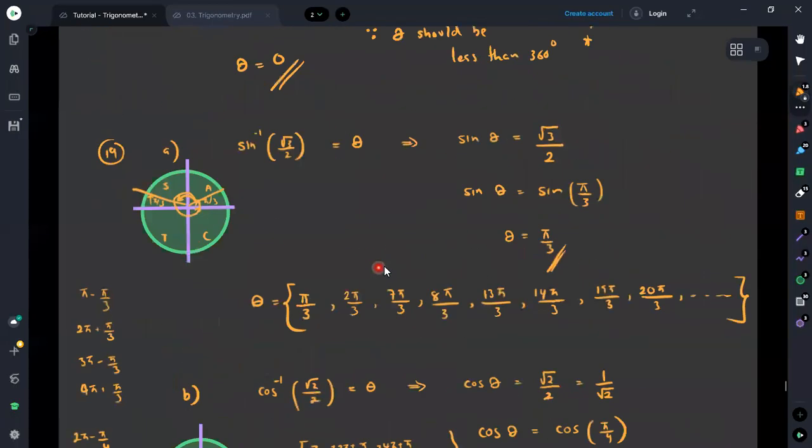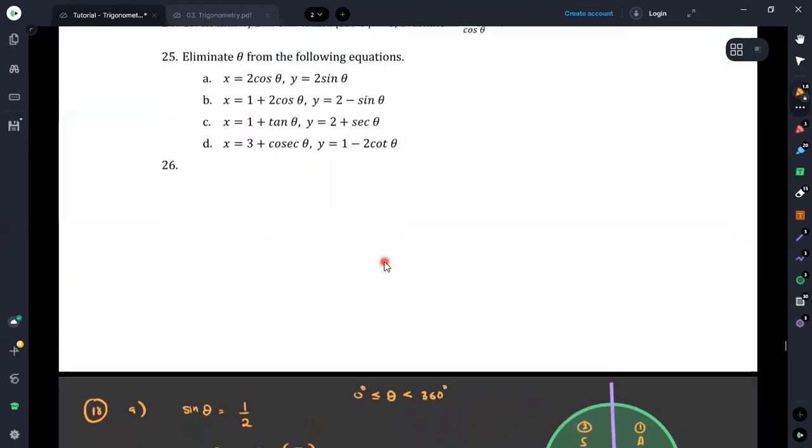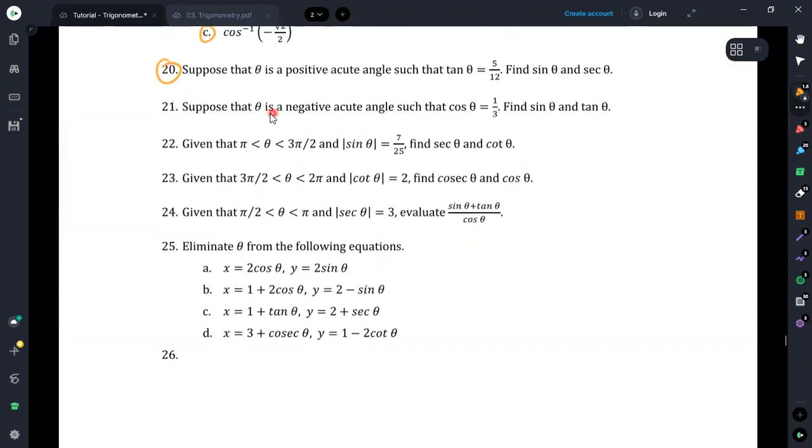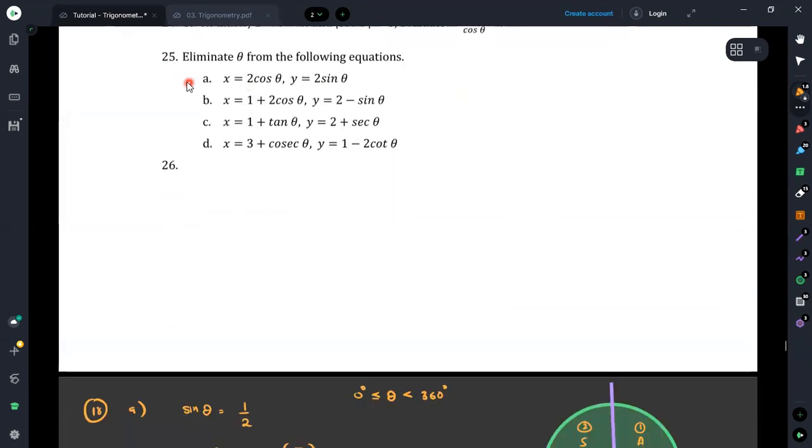Now we will move to the discussion of the 25th question. It is because questions 21, 22, 23, and 24 are somewhat similar to them. In the 25th question, we are asked to eliminate theta from the following equations. I will first explain the way of obtaining these. Therefore, we can simply use the Pythagorean identities. I will take the first part.